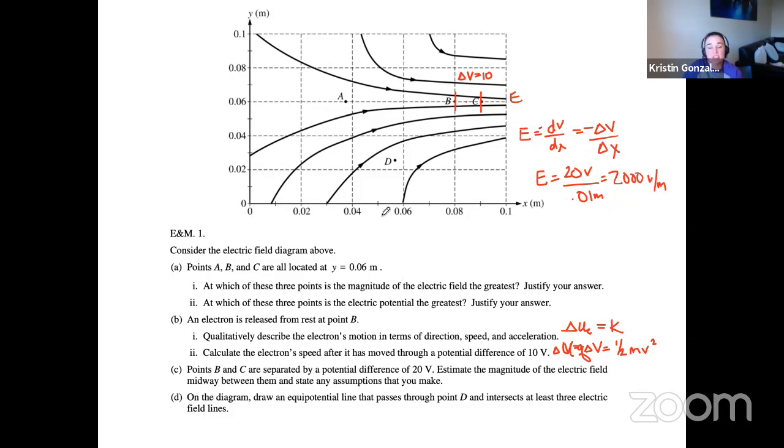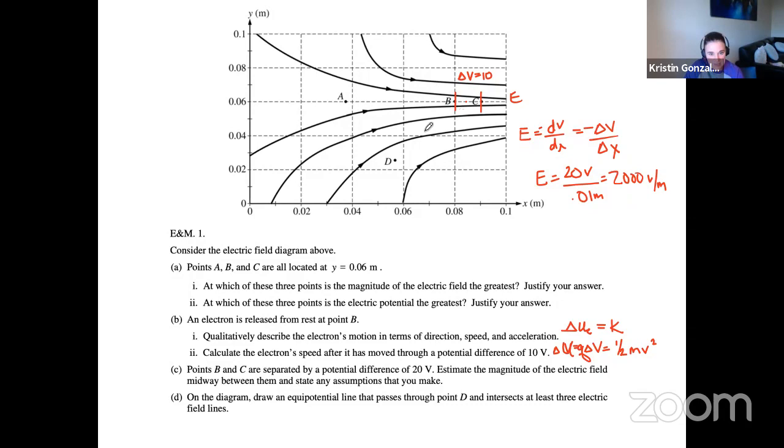Okay, what was an assumption that I had to make in that? Always got to be thinking about those assumptions, right? What are the things that we are assuming? I'm assuming that it is a uniform field in that region, that it's a constant electric field between B and C, that it's not changing, since I'm using that whole change between them.